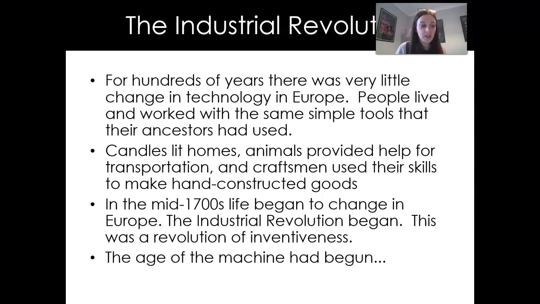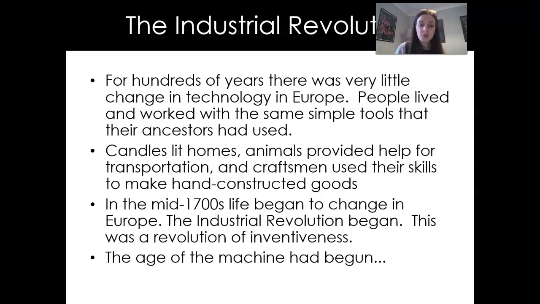So the Industrial Revolution. Well, for hundreds of years, there was very little change in the technologies used in Europe. People really lived and worked with simple, basic tools that their ancestors had used. People used candles to light their homes. It was animals such as horses that were used for transportation. And craftsmen would use their skills to make hand-constructed goods.